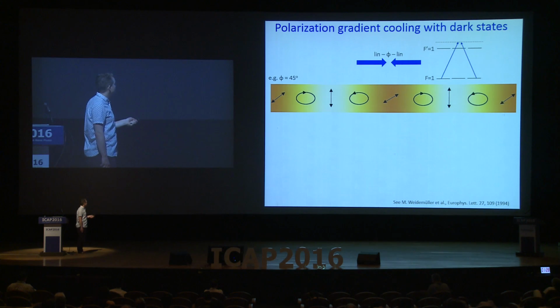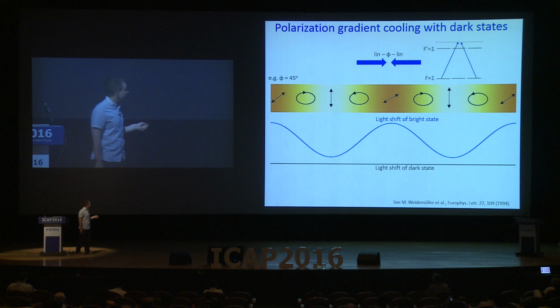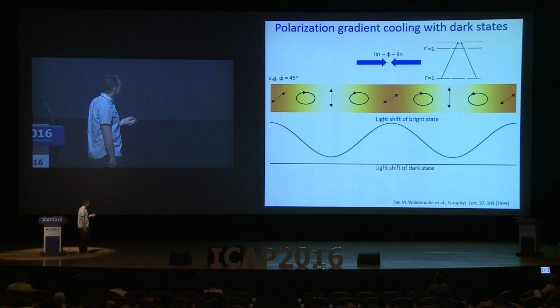And if we plot the light shift of the bright state, then it looks like this. Okay, the light shift is greatest where the intensity of the light is highest. And then, of course, there's a dark state which has no light shift. A molecule that starts out in the bright state will be very quickly optically pumped into the dark state. And that's most likely to happen where the intensity is highest, here.